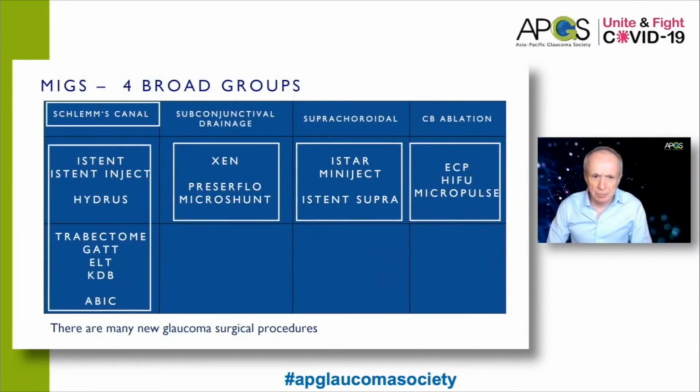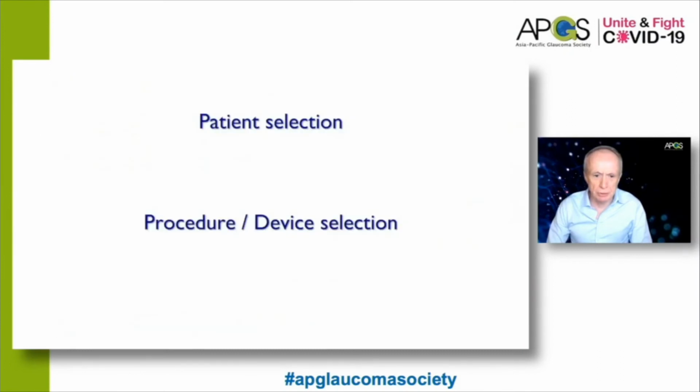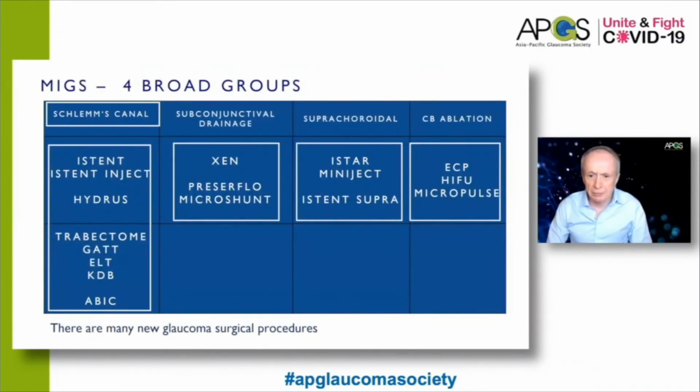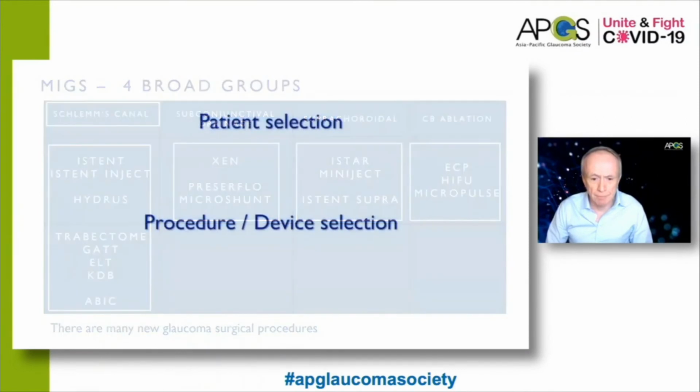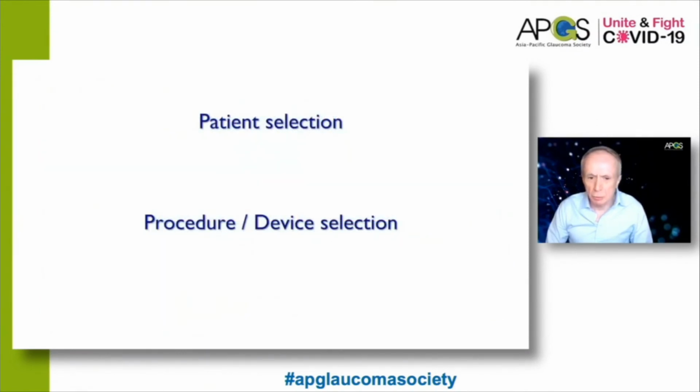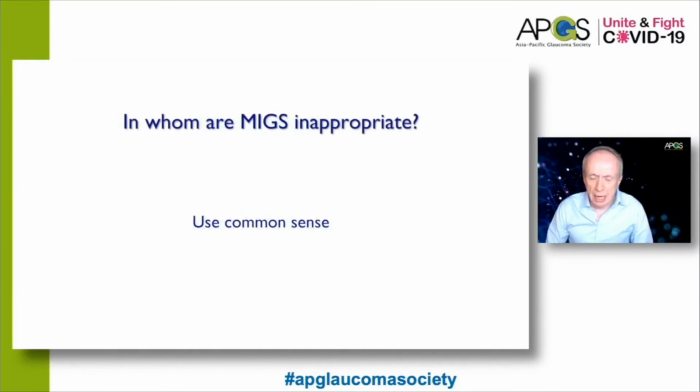The MIGS or minimally invasive glaucoma surgery sphere breaks down roughly into Schlemm's canal procedures, of which there are many, subconjunctival drainage procedures, suprachoroidal procedures, of which there's none commercially available at the moment, and some types of ciliary body ablation. As I mentioned, there are two questions really: which patient and which device?